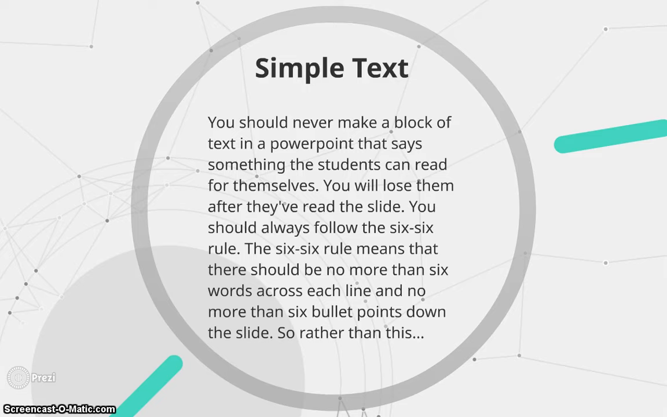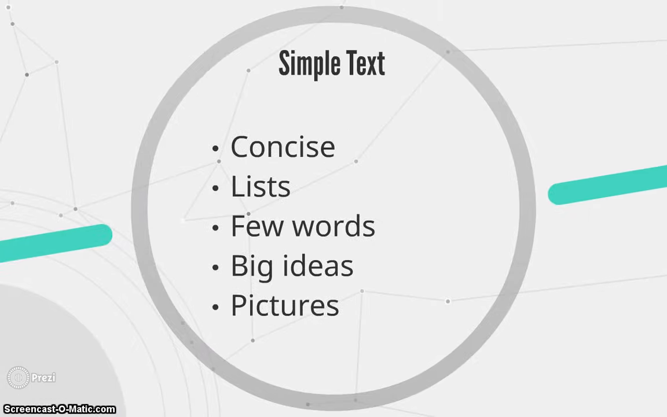So instead of something that looks like this, rather have something like this. Use a list, keep it concise. No more than 6 words down a page and no more than 6 words across a page. I like to keep it 3 words or under. Few words, big ideas, and use pictures to get your point across rather than a lot of words.